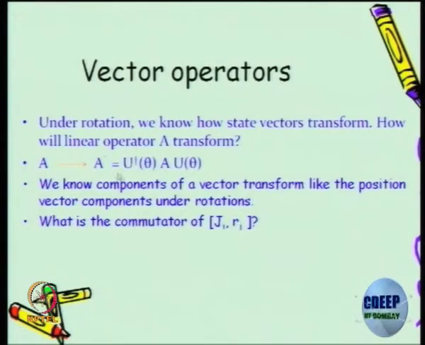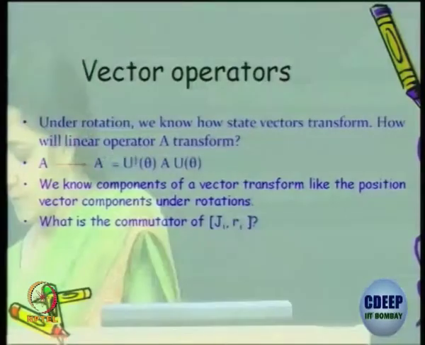Clearly, in this above equation, A prime is not A. You know how A prime changes also under rotation. From there you can deduce what the commutator of angular momentum with different position coordinates is. Whatever I write for the components of the position operator should hold for any vector operator. I'm sure you would have checked this. If you have not, you should go back and check this.